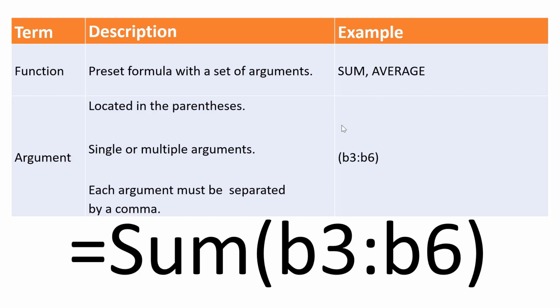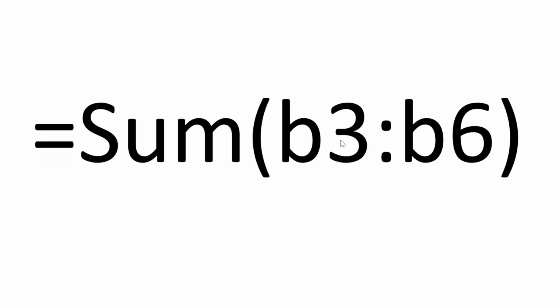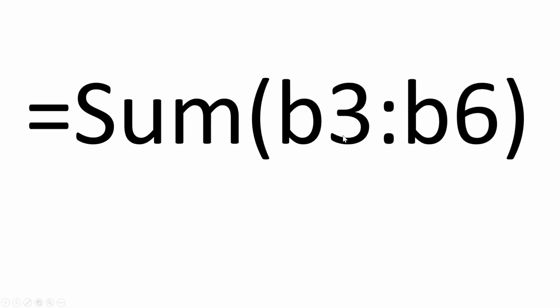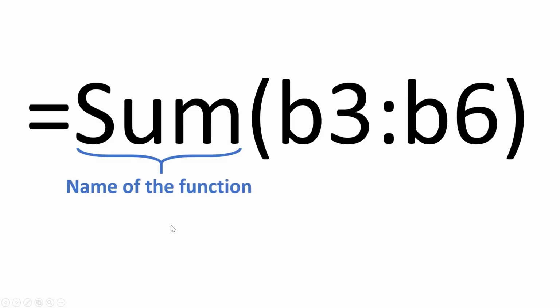A function is a preset formula with a set of arguments. The two most popular functions are sum and average. It has an argument, just like a formula does, and the argument, once again, is located in the parentheses. So our argument for the sum function is B3 through B6. Let's dissect this function.